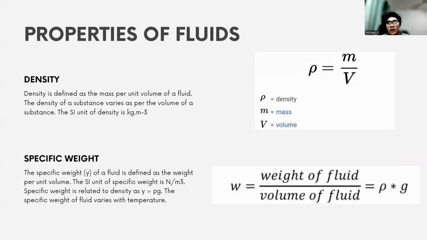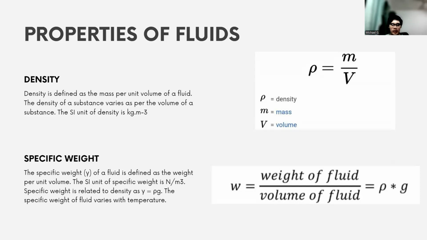And in fluid, especially in fluid mechanics, there are several properties of fluids. First, density. Density or mass density is a quantitative expression of the amount of mass content per unit volume. And this is the formula of density. Density equals mass per volume, and the international unit of density is kilogram per meter cubed.